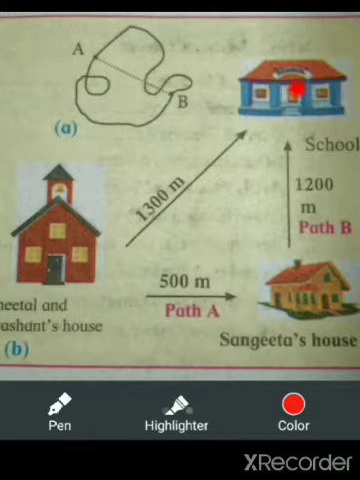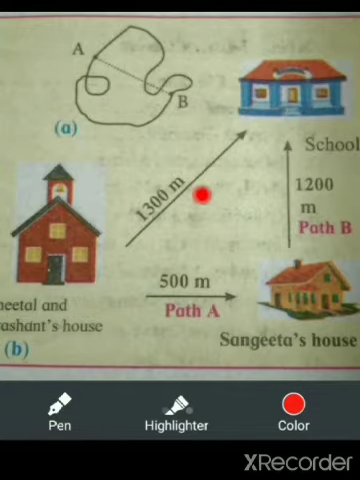If Sheetal went to the school via Sangeeta's house, then the distance is maximum. It is about 500 meters plus 1200 meters. That is maximum as compared to the distance. It is larger as compared to the distance from Sheetal's house to the school.